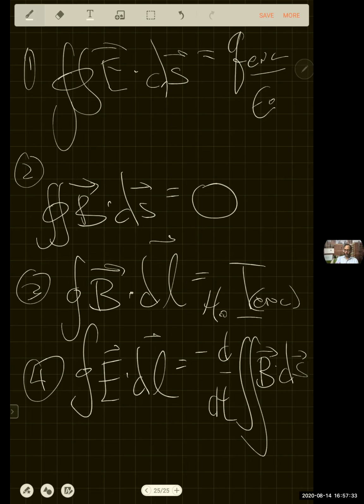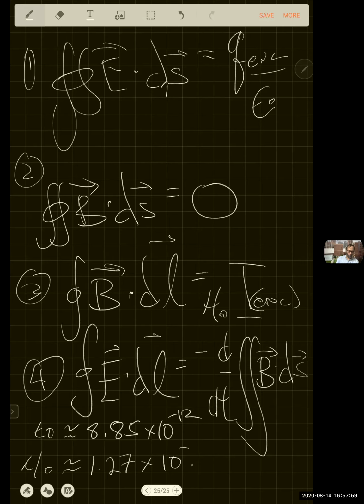That's the magnetic and electric field in and of themselves, and the 2 constants, epsilon naught and mu naught, you don't have to memorize, but they're assumed to be this. Okay, I'm going to stop right there.